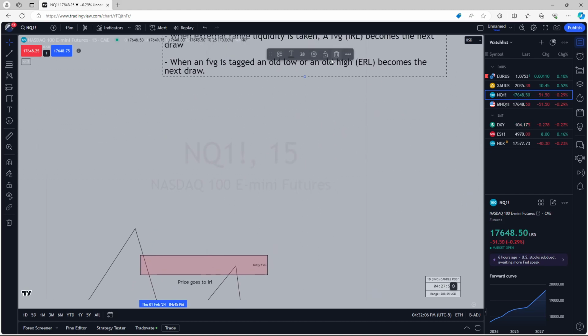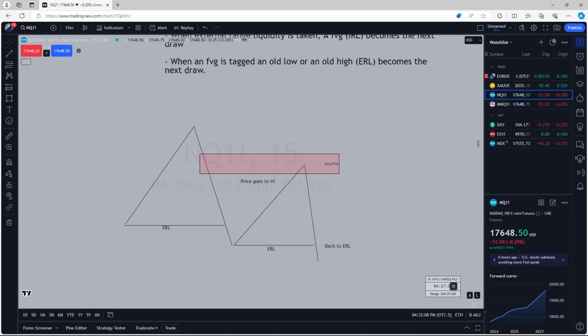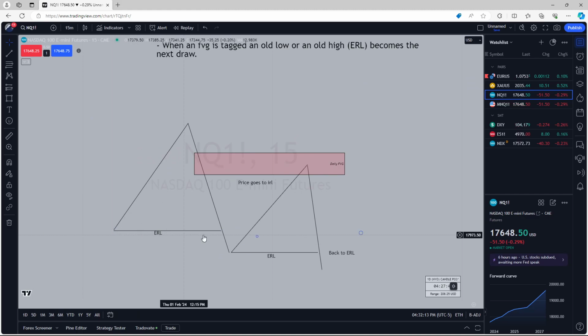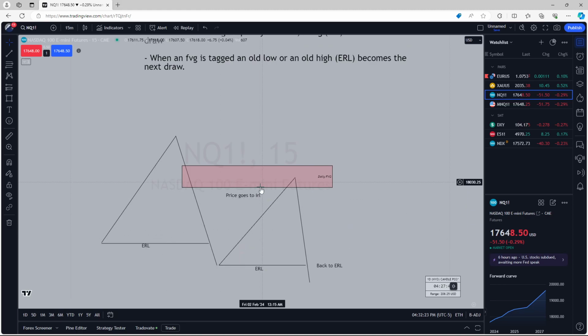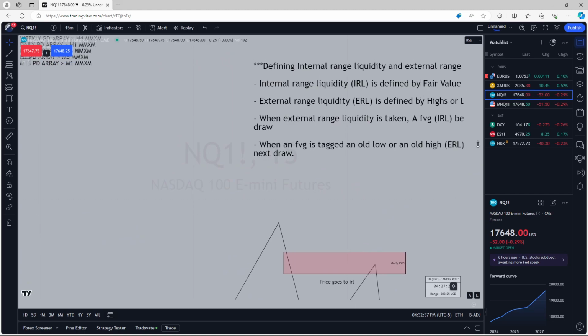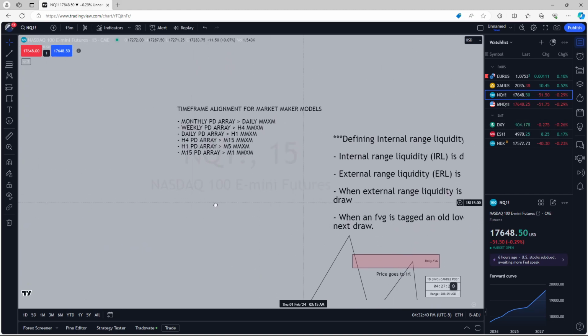So here, right? Let's just think of this. Let's say we're on the daily time frame, right? We have external range liquidity here under the low. We go up, go down. We take the ERL. What does price do? Price goes from ERL to IRL. We go back up into this daily fair value gap. Once we respect the fair value gap, obviously, then price is just going to simply go back to ERL, right? IRL, ERL.